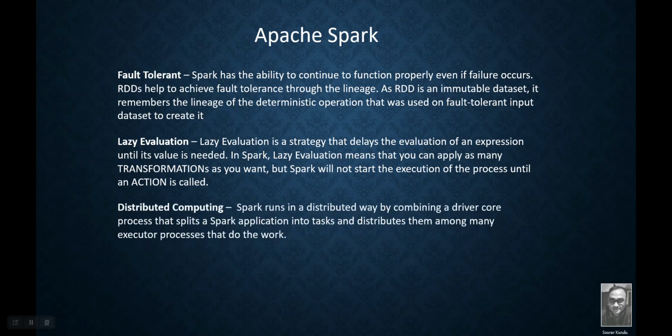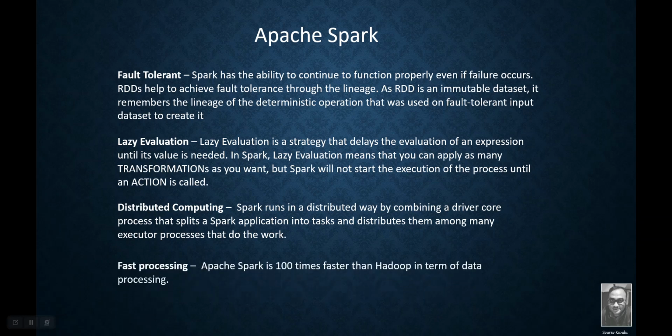The next is distributed computing. Spark runs in a distributed way by combining a driver core process that splits a Spark application into tasks and distributes them among many executor processes that do the work. We will understand it in a couple of slides when we'll be going through the architecture of Apache Spark. There is a driver process, there are worker nodes where the executors are being run, where the tasks are being executed. So you can understand from there how this distributed computing works.